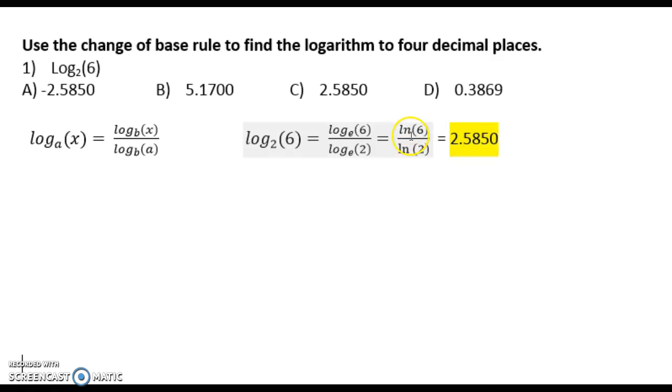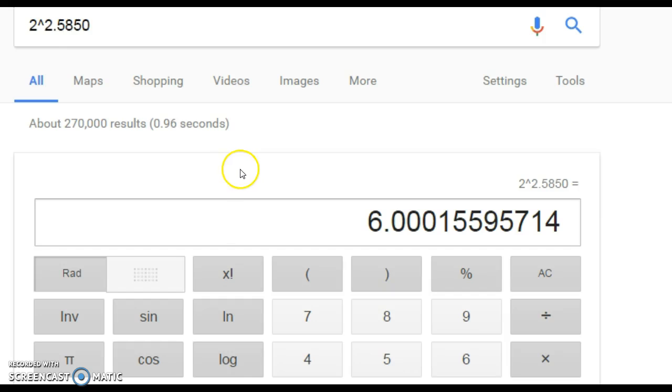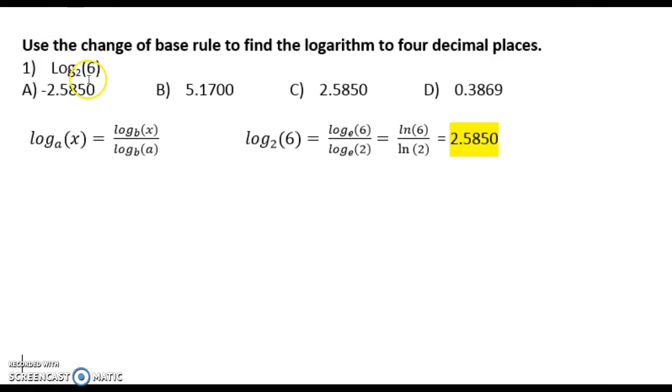And don't round along the way. Don't round to 4 decimal places until you reach the very end. But that is your solution. And just to check the solution, I used the calculator here on Google. I raised 2 to that exponent we calculated. And because we rounded, it's not exactly 6, but it's an answer very, very close to 6. So we found log base 2 of 6, and it tells us the exponent needed to put on 2 in order to get an answer of 6.